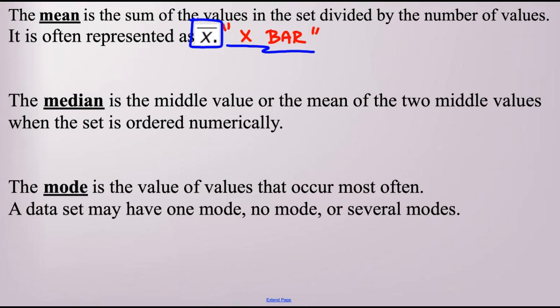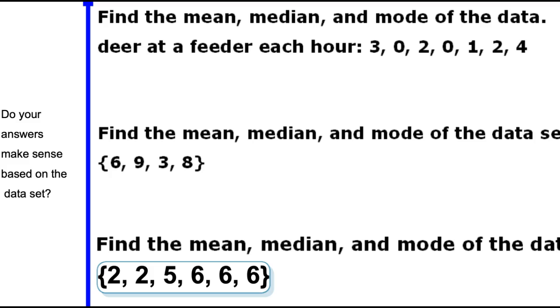So the mode is the most frequently occurring element. And then the range isn't on here, but the range is the maximum minus the minimum. Okay, 13 minutes, let's go.